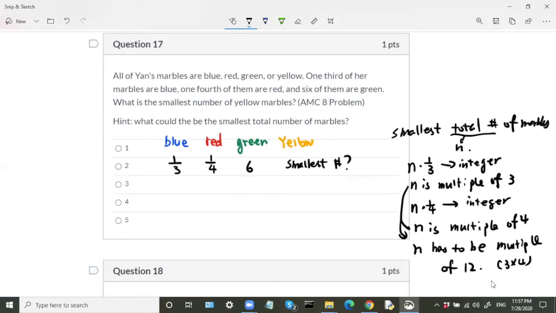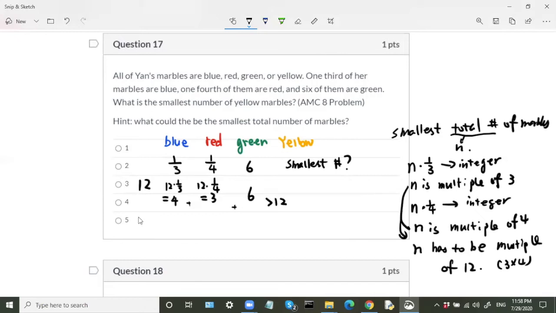So let's try. The smallest total number of marbles maybe is 12, because it has to be a multiple of 12. So let's try the smallest, 12, first. 12 times 1/3 equals 4, and 12 times 1/4 equals 3. Then we have 6. When we add 4, 3, and 6, that is 13 already, greater than 12. So we cannot have any yellow marbles. This case doesn't work.